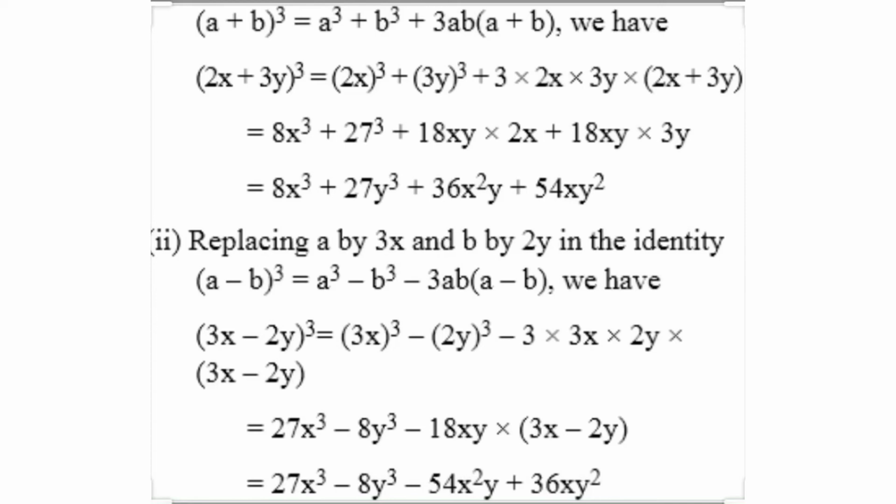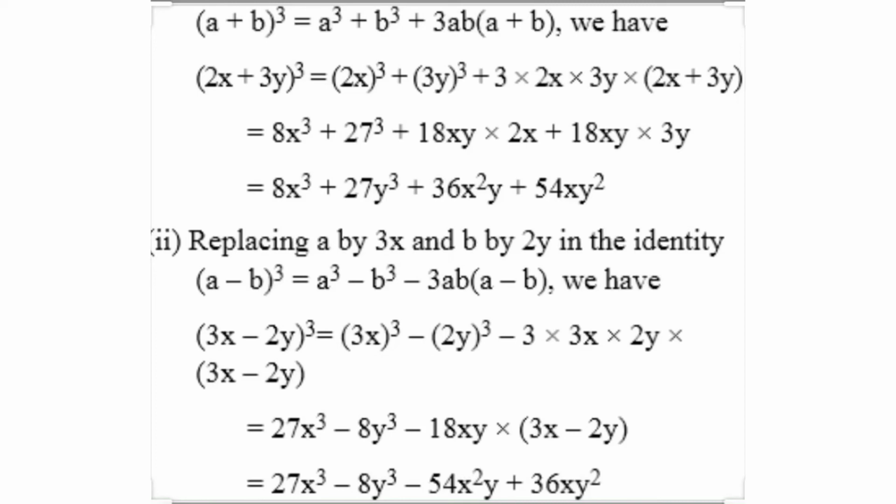Next is (3x − 2y)³. It is of the form (a − b)³ is equal to a³ − b³ − 3ab(a − b). Here a is 3x and b is 2y. So applying the identity, we get (3x − 2y)³ is equal to (3x)³ − (2y)³ − 3 into 3x into 2y into (3x − 2y).